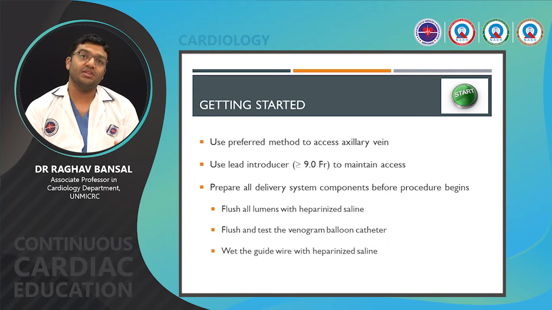Since these are large sheaths and the LV lead is only 6 French or 5 French, there is a gap between the lead and the sheath, and there is a high probability of getting a clot inside the sheath. That's why we need to flush all the lumens with heparinized saline from time to time. We often use a venogram balloon catheter to delineate coronary sinus anatomy, and we should flush and test the balloon beforehand before going inside.